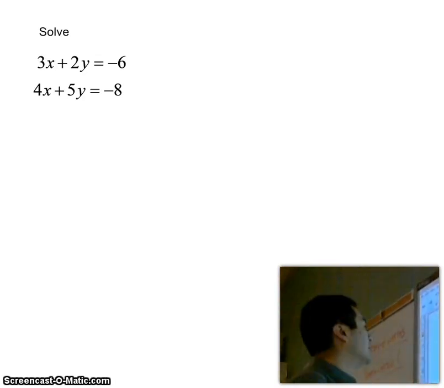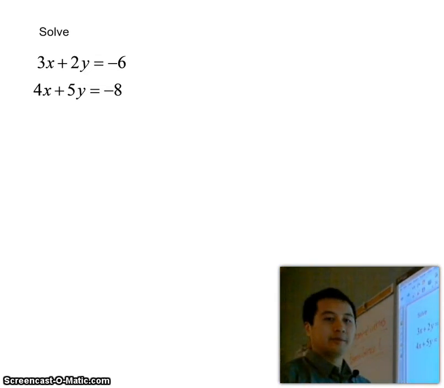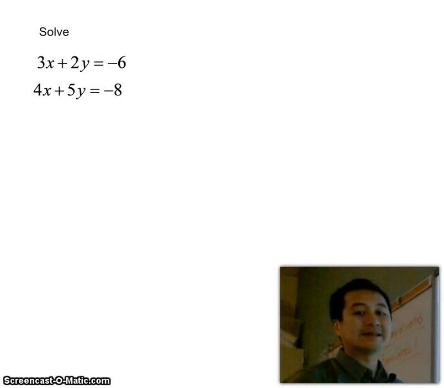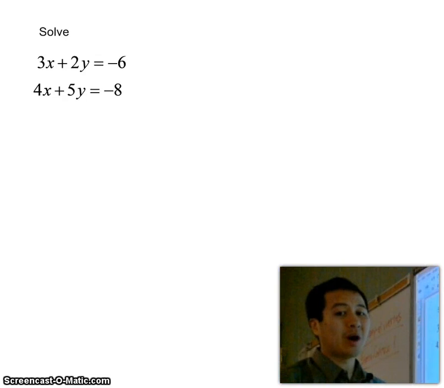Take a look. I'm going to add down, but I noticed a problem already. When I add 3x and 4x, that makes 7x. When I add 2y and 5y, that makes 7y. Nothing eliminates. So what do I do? I'm kind of stuck here.